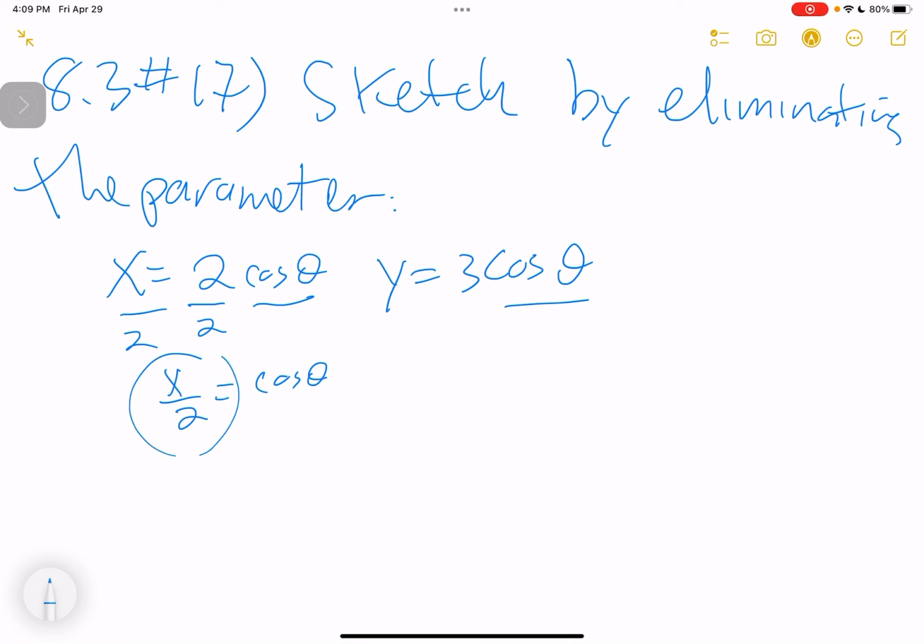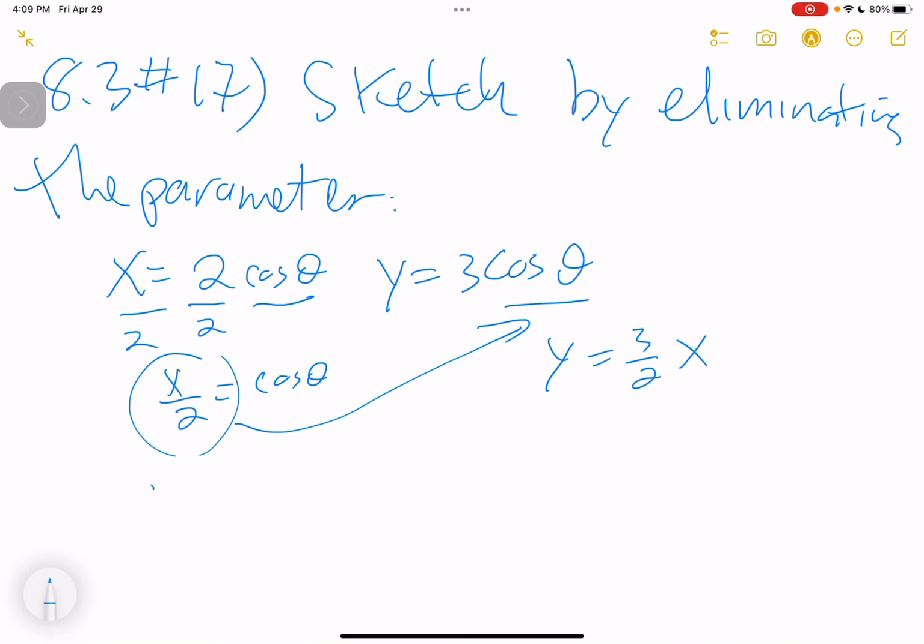So this x over 2 can replace the cosine theta there, and y equals 3 over 2 times cosine theta. Oh, not cosine theta, it's times x. Times x. There we go, because we eliminated that parameter. And so it's easy to just graph that, except we have to consider this.